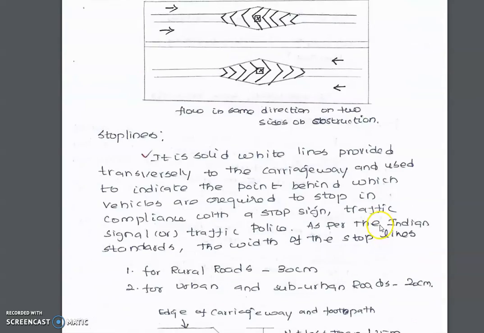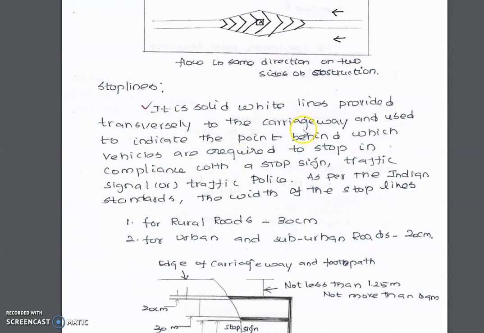The stop line is a solid white line provided transversely to the carriageway and used to indicate the point behind which vehicles are required to stop in compliance with a stop sign.